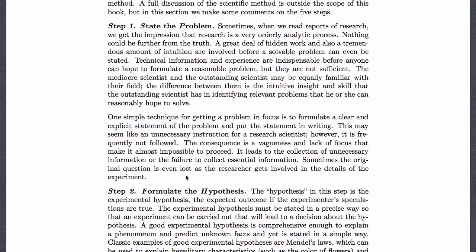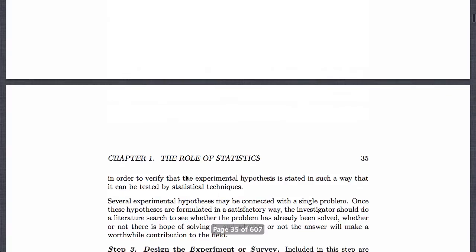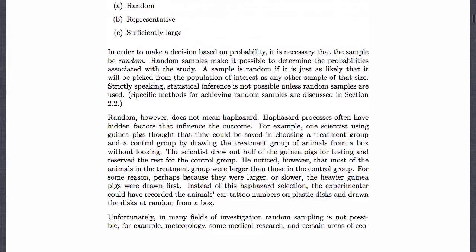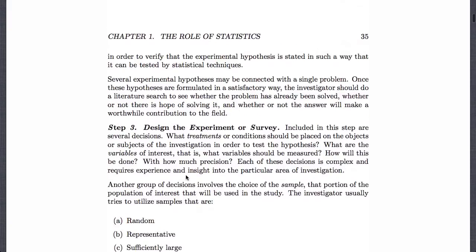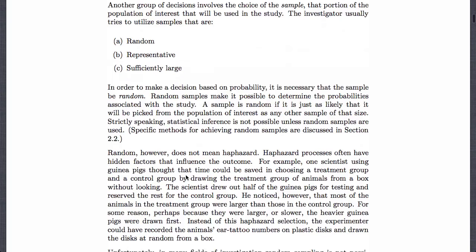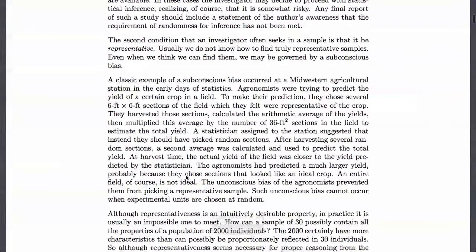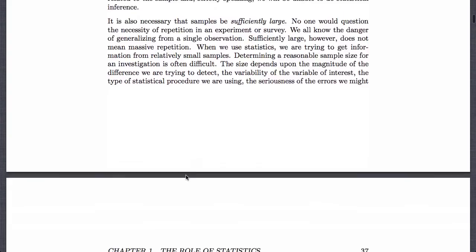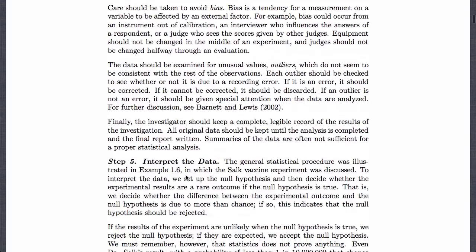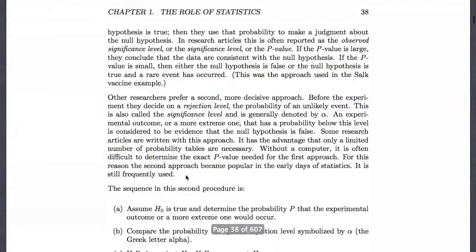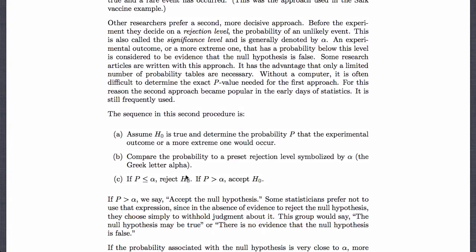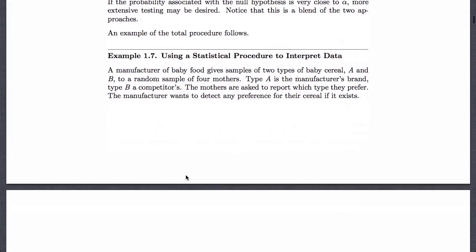This is sort of each step of the scientific method, and it talks about where statistics enters into it. State the problem, formulate the hypothesis, design the experimental survey. How do you do that? Well, that, as you will see, designing an experiment may not be a trivial thing. Make observations, interpret the data. Of course, that implies you've done an analysis, and so forth.